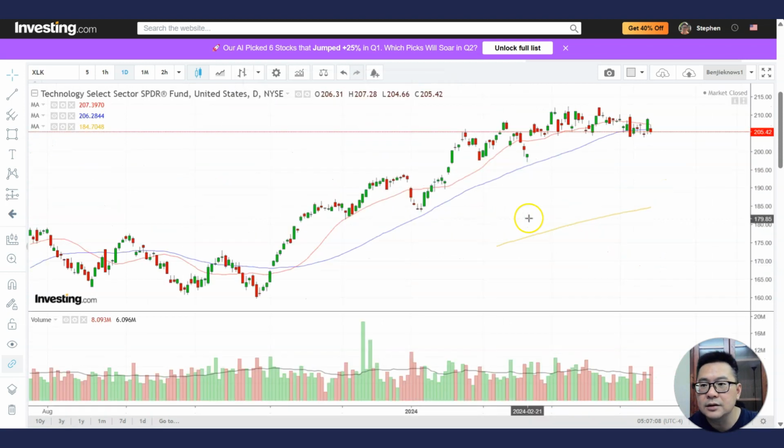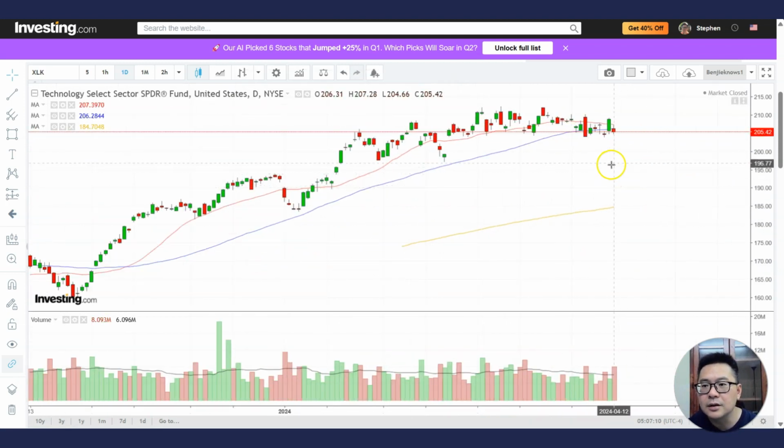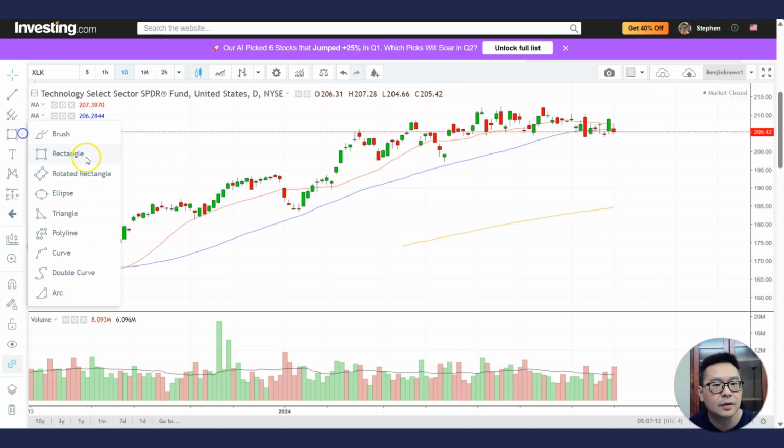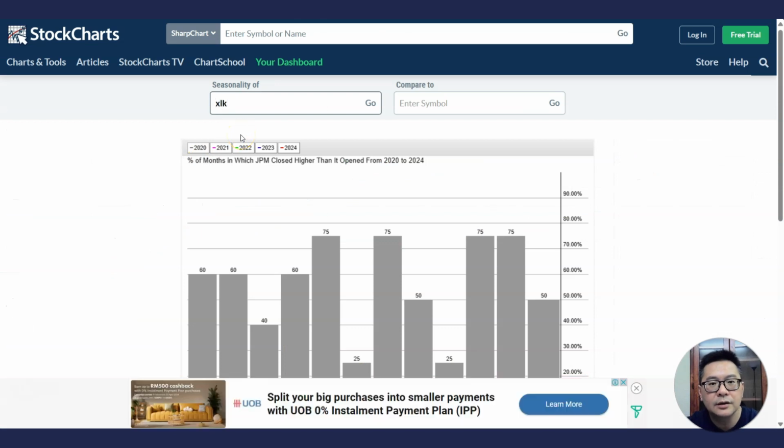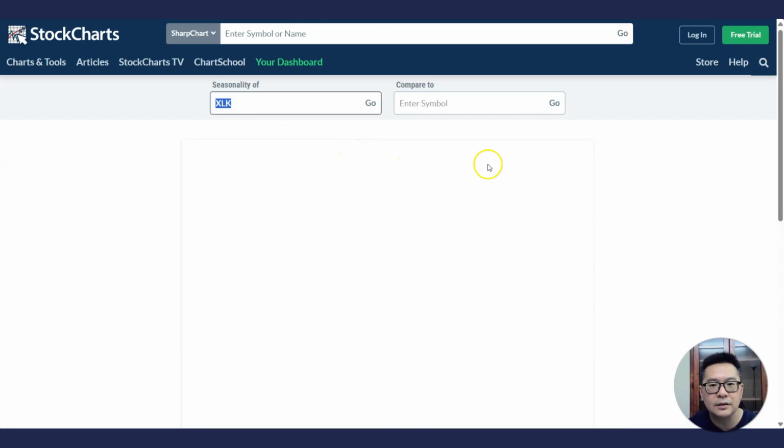Now, the tech sector itself is still okay, still finding support at this area, and this will be an important area because we might have a bearish cross here. We had a bullish cross here, possibly a bearish cross, as the 20 MA is curving down. Right? If it has a bearish cross and breaks below this area, we might see a sell off in the tech sector down to here.